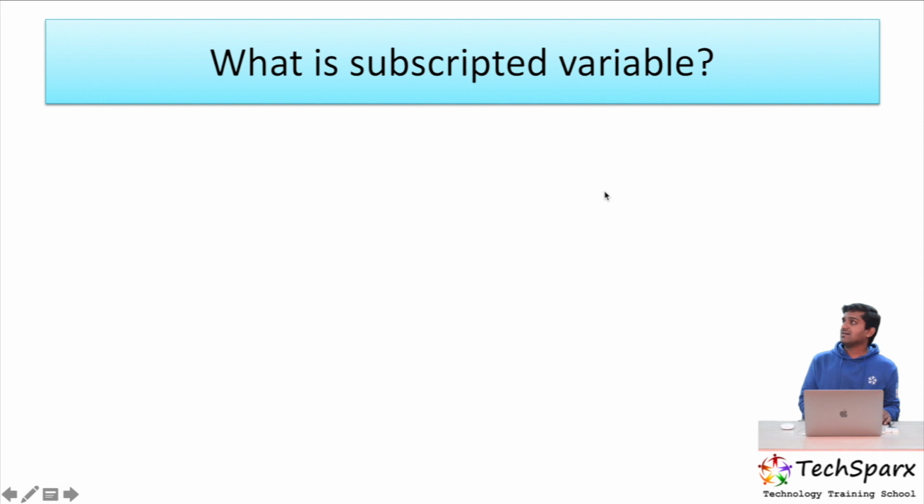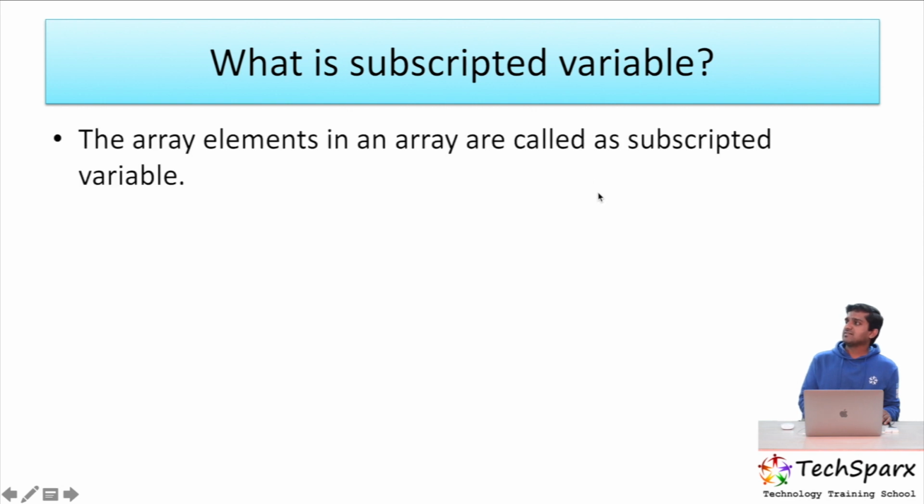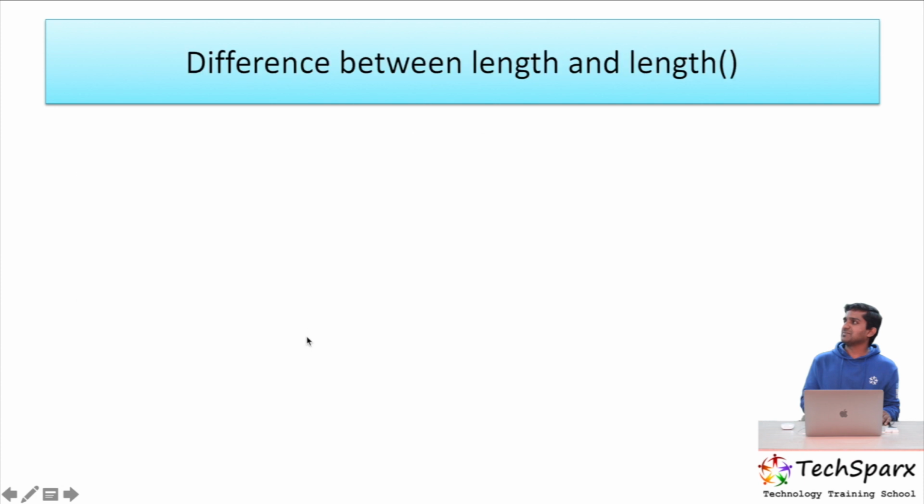How about a subscripted variable? The array elements in an array are called subscripted variables. So the actual ground floor, the actual first floor, the people there, so that entire house can be called the subscripted variable. Example, a[0], this is the ground floor, or this is the 0th house. So that's how it's going to be.